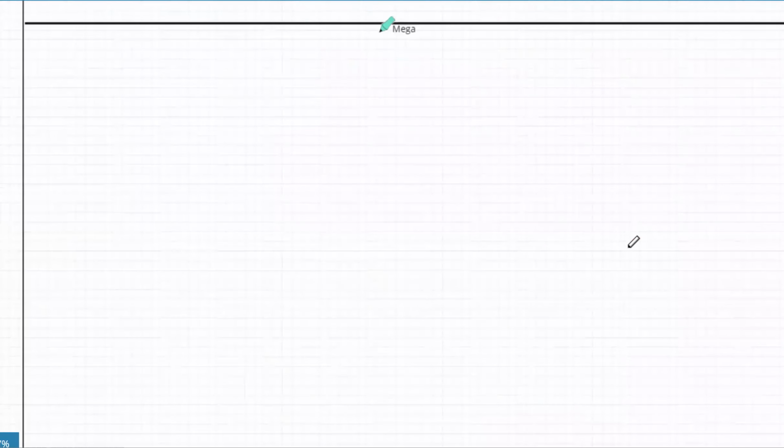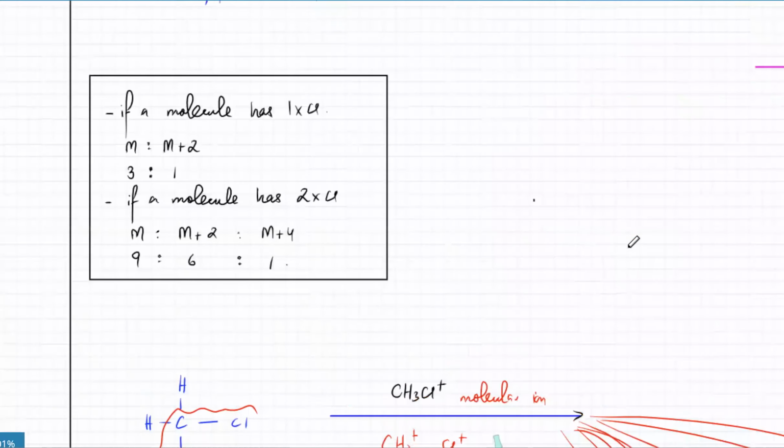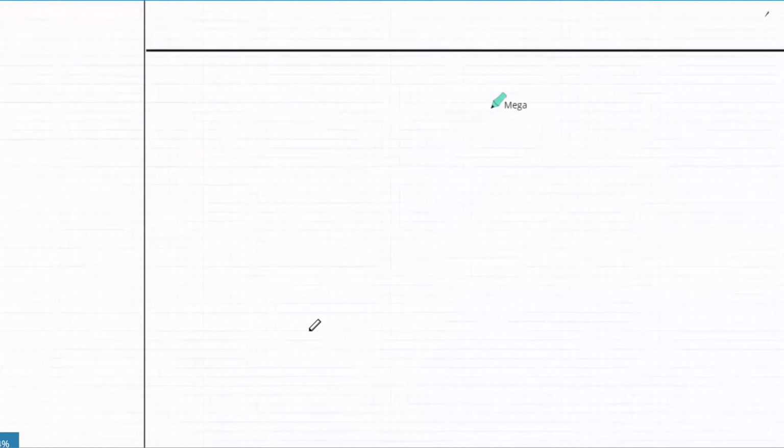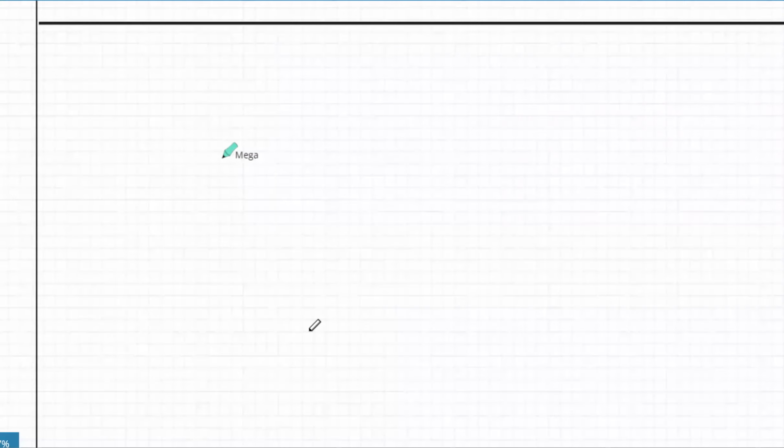So I'm going to talk about the other one. The other thing I wrote in this box was that if a molecule has 2 Cls, it's going to have an M plus 2 and also an M plus 4 peak, and the ratio of the detections would be 9:6:1. So let's talk about this molecule. Let's say I have a molecule with 2 Cls. It's got CH3 and CH2, and the last one has 2 Cls. It could be any molecule with 2 Cls, so let's talk about a simple halogenoalkane.